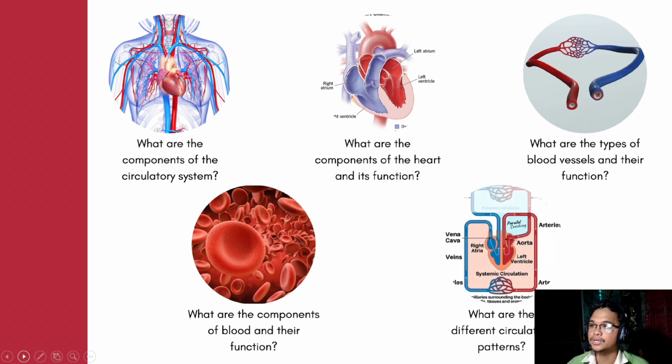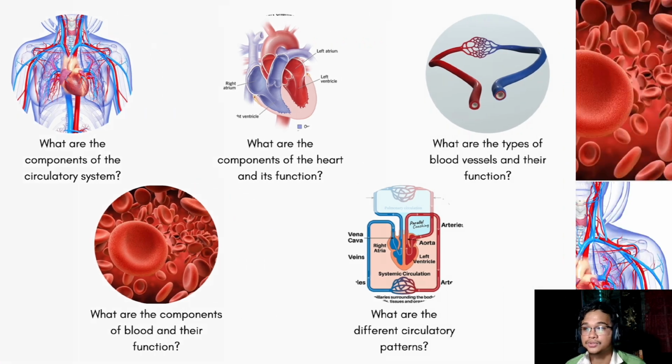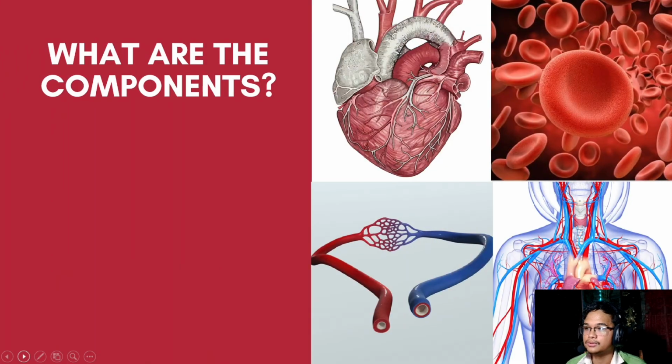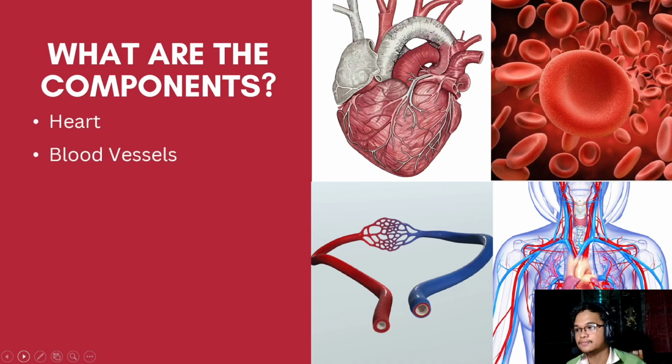So, we'll start first with the components of the circulatory system. So here we have the 4 pictures again. As you can see here, we have the heart, the blood vessels, and blood, and these 3 constitute the circulatory system. They work together with the lungs, but lungs are part of the respiratory system, so they're not considered to be part of the main list of components. So let's start first with the heart.